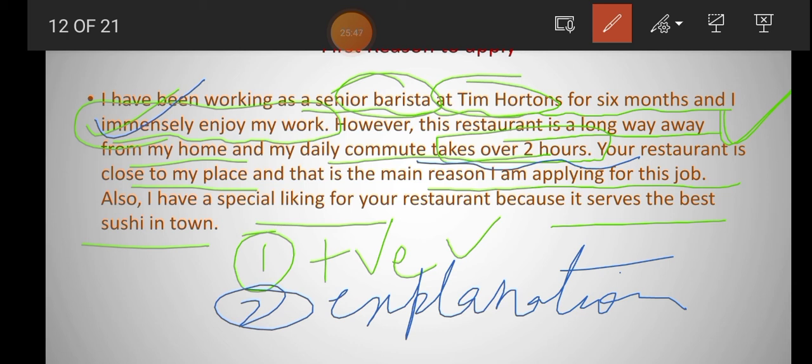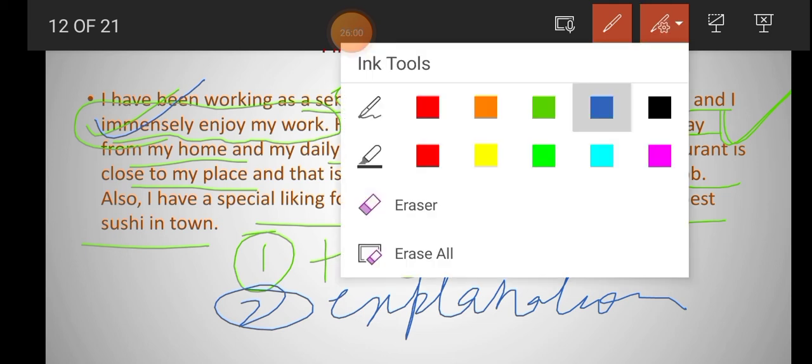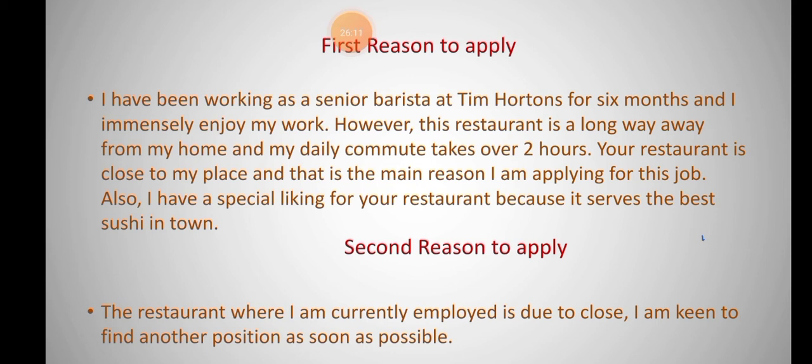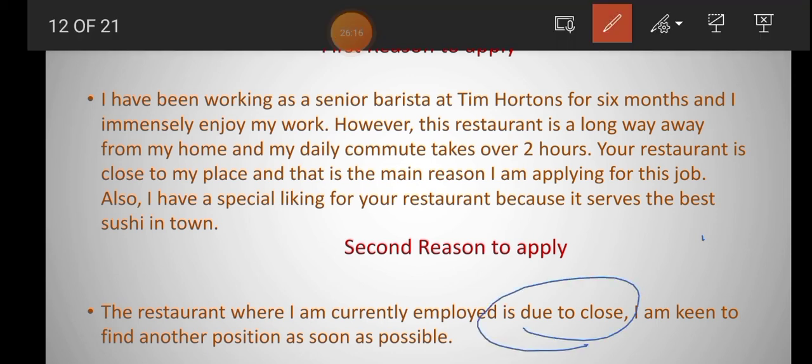So this is the explanation of the first bullet point: why are you applying, and also provide a valid explanation for that. There could be many other reasons. Let's look at one more reason. The second reason is that the restaurant where I'm currently employed is due to close. Again, the restaurant is going to close, which is not under my control, so that's why I am searching for another position. Again, a valid reason. What can I do if the restaurant is going to close? That's why I'm looking for another job.